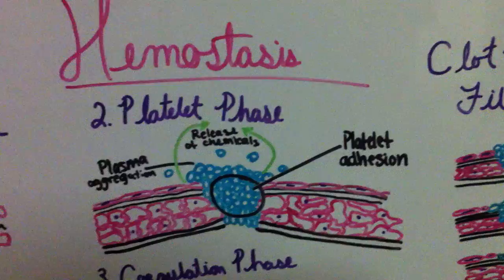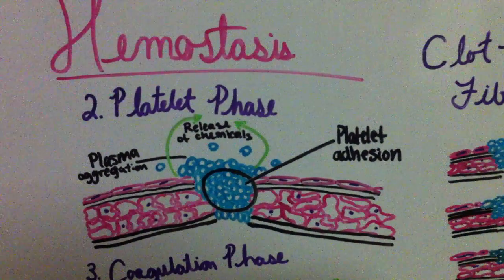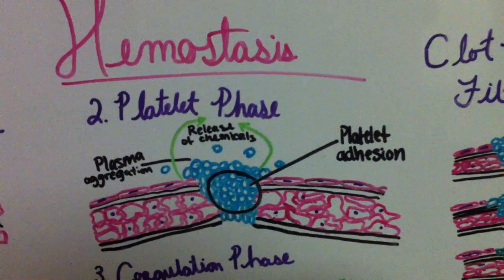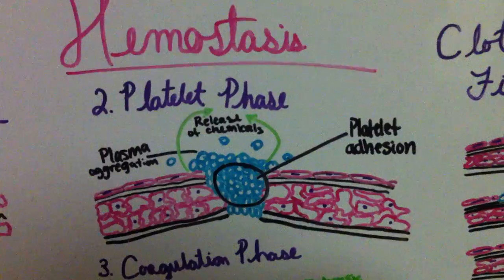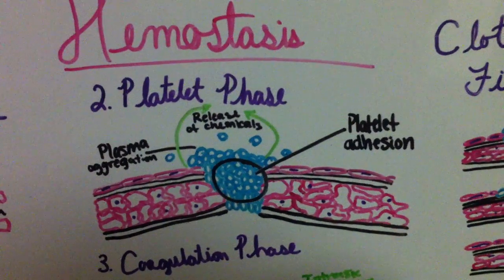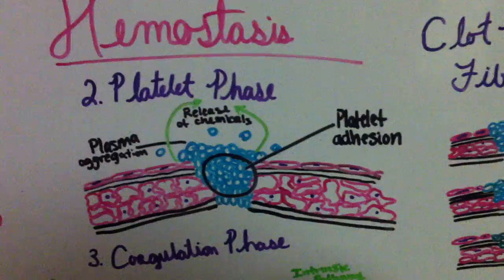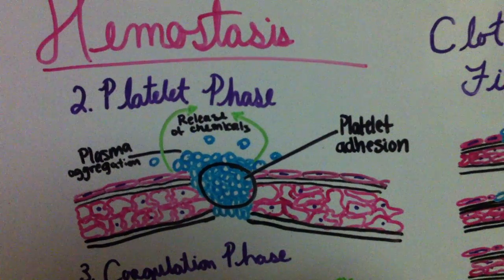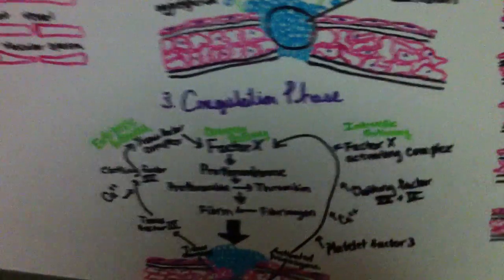In this phase, we have a few key things that occur. We have platelet adhesion, which is when the platelets actually attach to the sticky membrane. Then, other platelets start sticking to each other, which is platelet aggregation. Lastly, we have the platelet plug that closes the broken vessel. From there, we enter the coagulation phase, or the blood clotting phase.